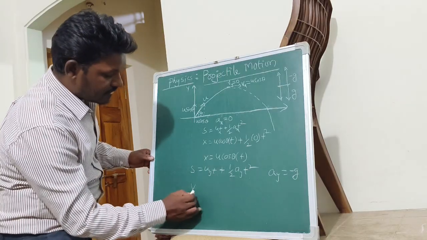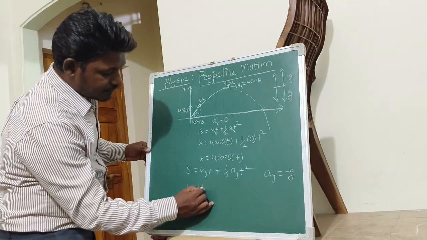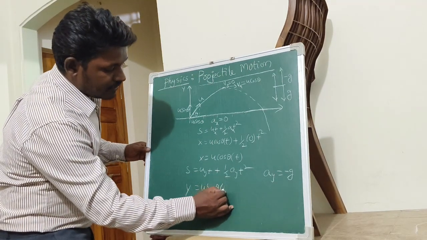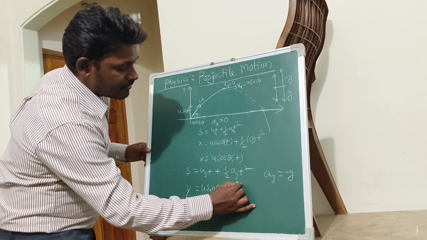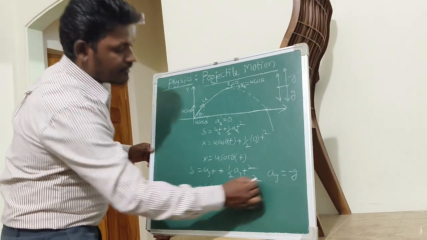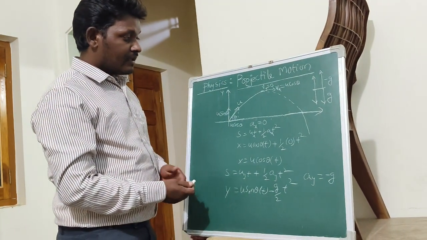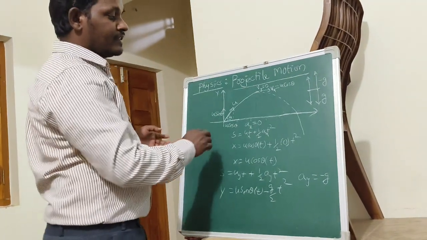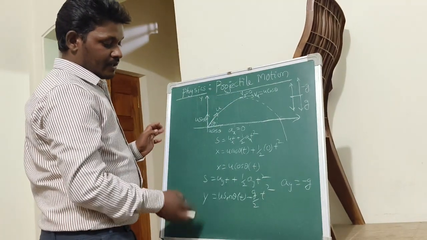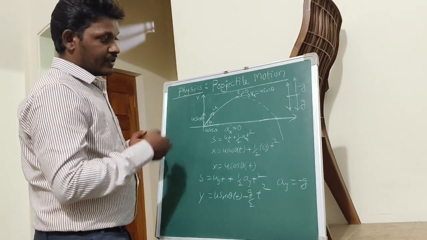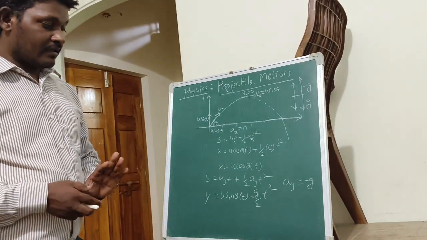So substitute along the y direction, say it has reached y, that means y equals u sin theta into t minus 1 by 2 g t square, right? So we are deriving the equation for finding the path at which it is traveling, right? For getting that path, we must have the equation in terms of x and y, right?